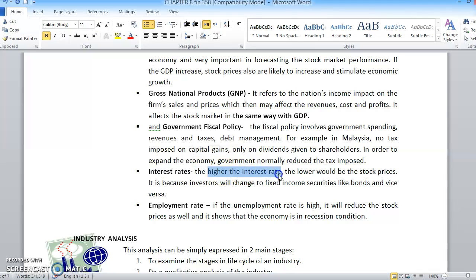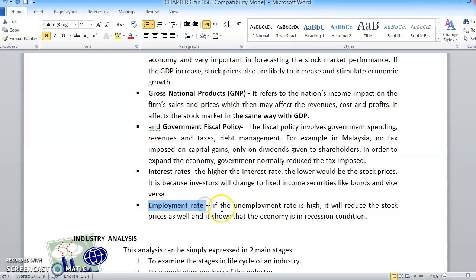Next is interest rate. The higher the interest rate, the lower the stock prices will be. Why? Because investors will change to fixed income securities like bonds, and vice versa, right? They might change to bonds, sukuk, or preferred stock, because when the interest rate is quite high, it will yield more when investing in bonds compared to common stock. So generally the stock prices would be quite low, because less trading would be done and there is less demand, right? That happens normally when the interest rate is high, and vice versa. If the interest rate is low, it will be the other way, okay?